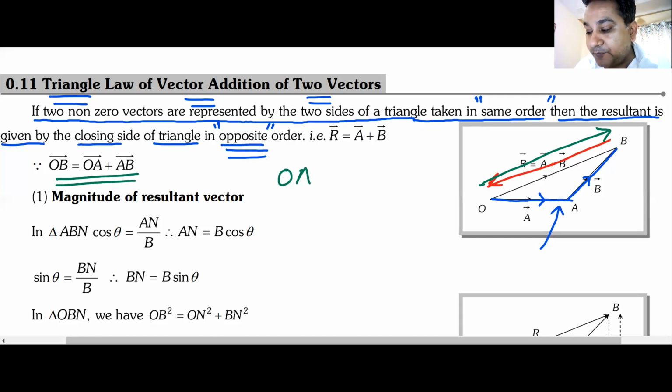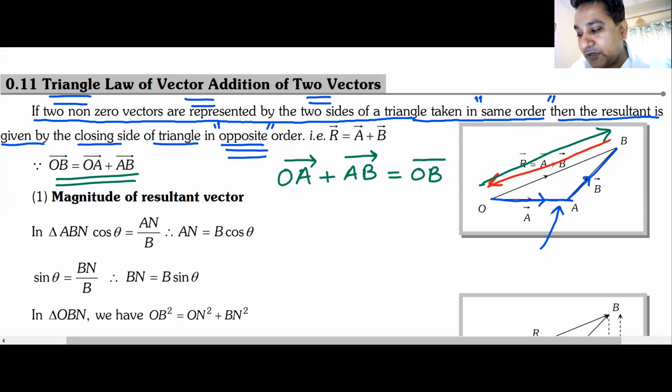Please write OA vector plus AB vector becomes equal to OB vector. Am I clear? The green one. This is the triangular law. We understand this. Can I have some raised hands? OA plus AB becomes OB in this universe. Correct.